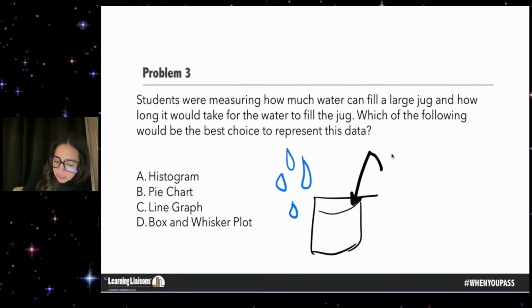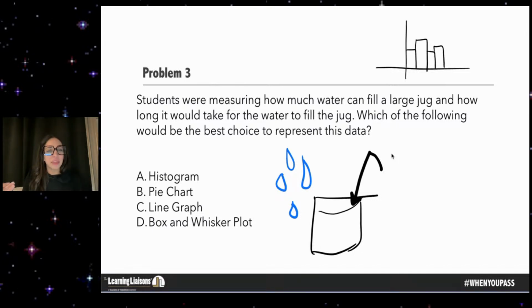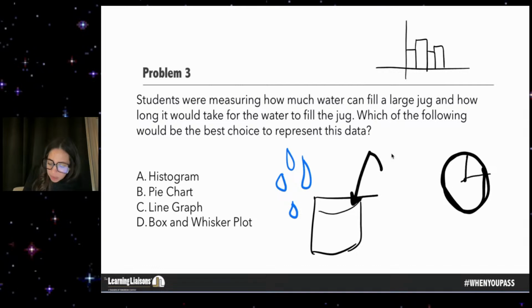A histogram is going to look something like this. And so that's not really going to tell me how much and how long. A pie chart is more of a comparison, like I'm looking at how many people or what percentage of people voted for something or chose something. That's not going to be the right answer either.